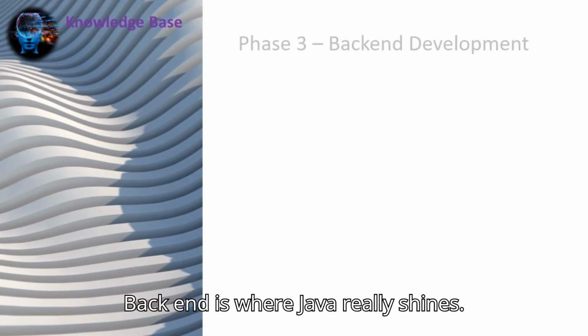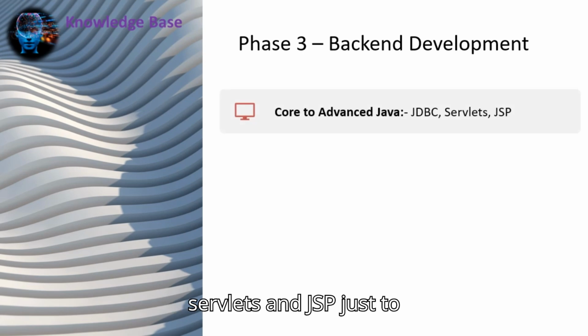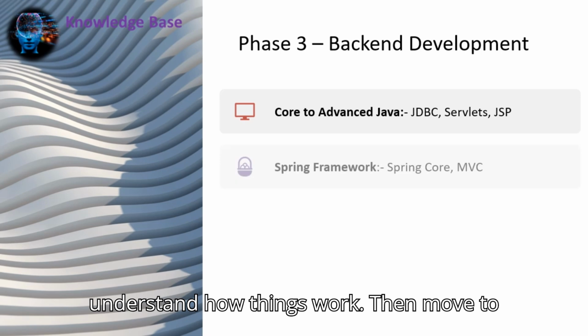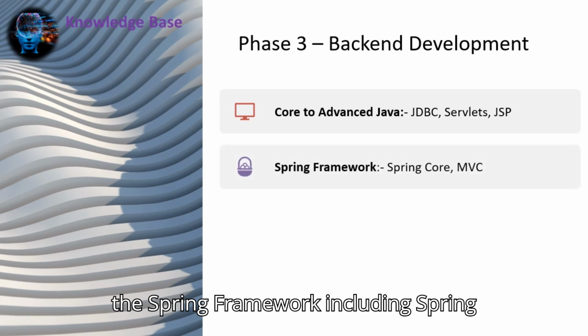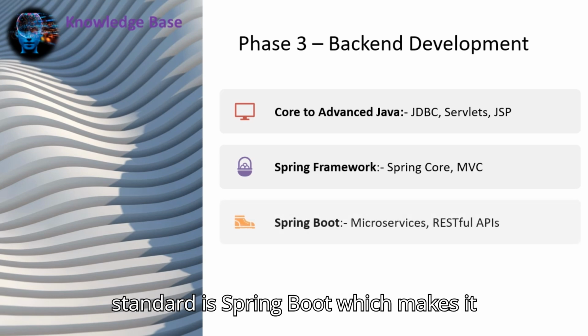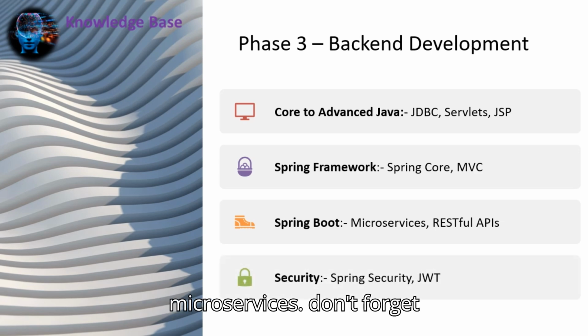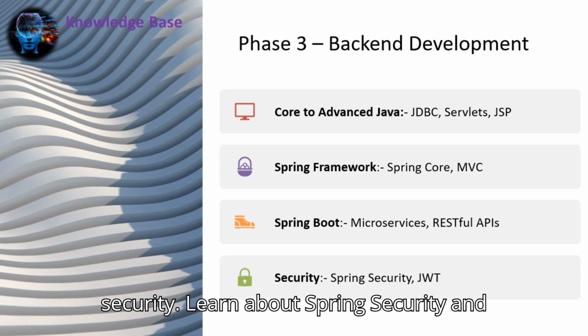Phase 3. Back-end development. Back-end is where Java really shines. Start with the basics like JDBC, servlets, and JSP, just to understand how things work. Then move to the Spring framework, including Spring Core and Spring MVC. The modern standard is Spring Boot, which makes it very easy to build RESTful APIs and microservices. Don't forget security. Learn about Spring Security and JWT authentication for real-world applications.